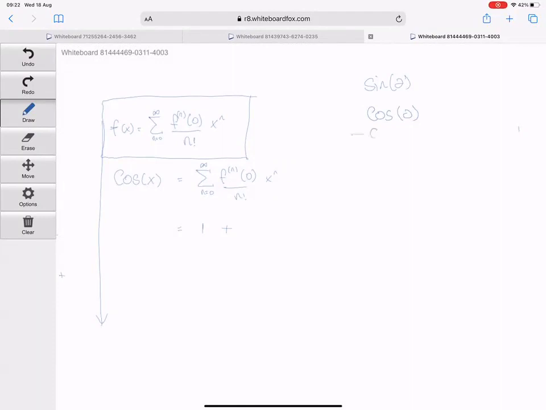The other one does not call cosec. Wait, I get negative sine. Oh, and then if I differentiate negative sine, I get negative cosine, right? Yeah, forgot. And then if I differentiate negative cosine, I get sine.